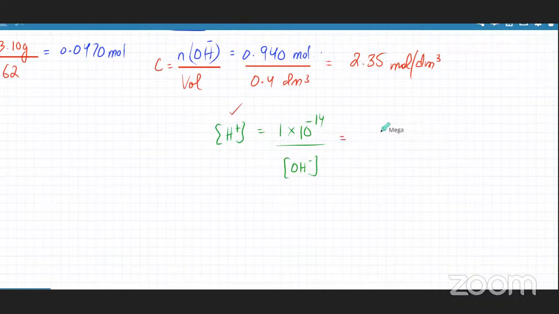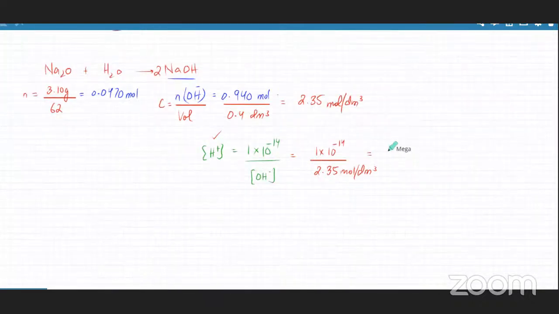So it's going to be 1 times 10 power minus 14. And the whole thing would be divided by 2.35 mole per dm cube. तो इसकी क्या वैल्यू आ रही है हमारे पास? 4.25 into 10 raised to power minus 15.